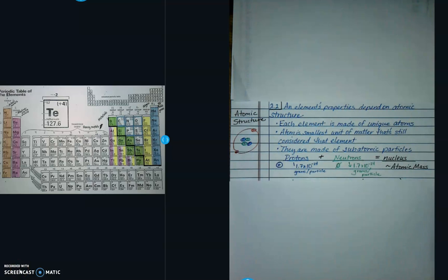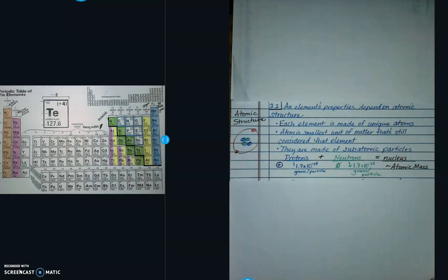Section 2.2. An element's properties depend on atomic structure. Each element is made up of unique atoms. Remember, atoms are the smallest unit of matter that's still considered that element. They're made of subatomic particles. Protons and neutrons make up the nucleus of the atom.